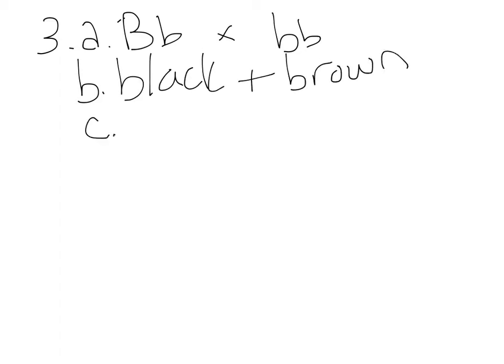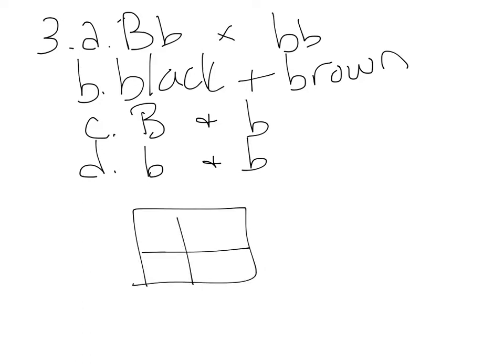Letter C, what are the alleles and the gametes of the black parent? Would be big B and little b. Separate your letters. Letter D, what are the alleles of the gametes of the brown parent? Would be little b and little b. Do your Punnett square. So you're crossing big B, little b with little b, little b.